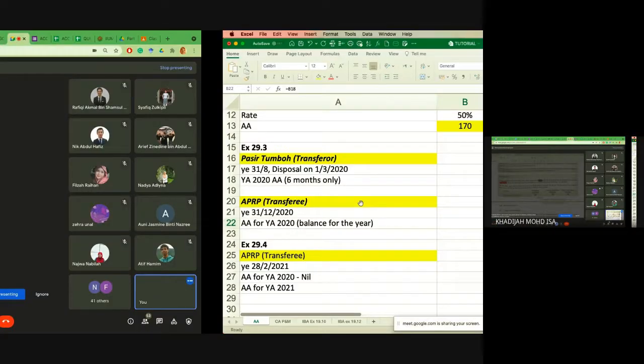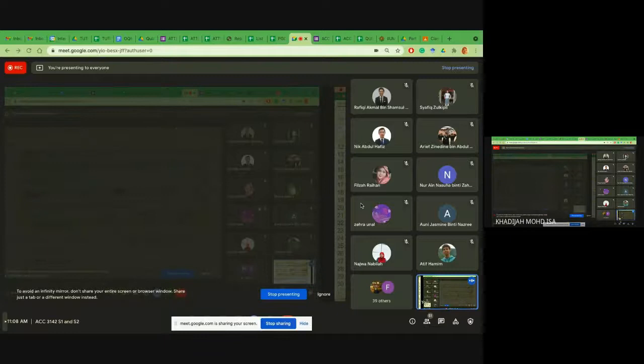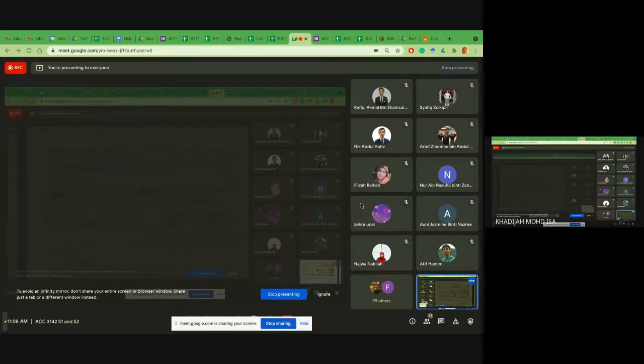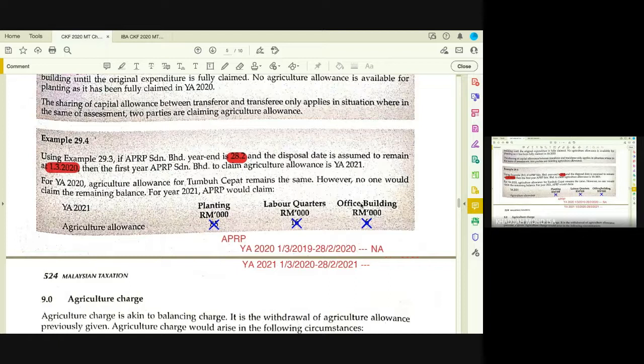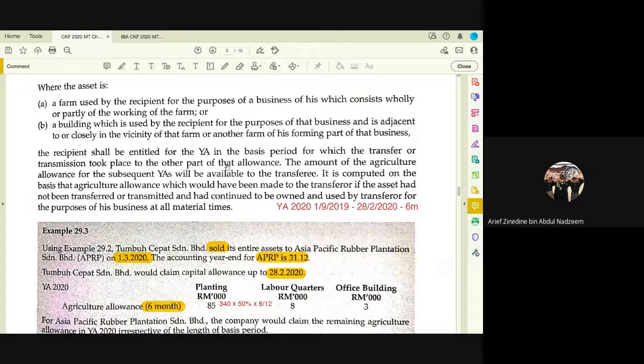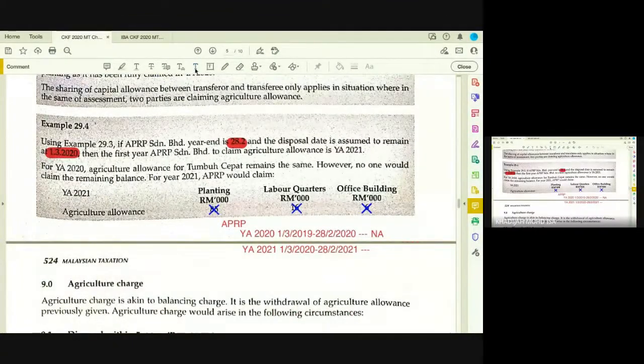Arif, how do I call you? Arif. Is Arif here? Yes. Now, what would be the allowance available for APRP and the planting for YA 2021? What's the rate? What's the QE? With 50%. 50% of 340. Yeah, so you're going to claim. So that's why the answer is wrong. 340 times by 50%.